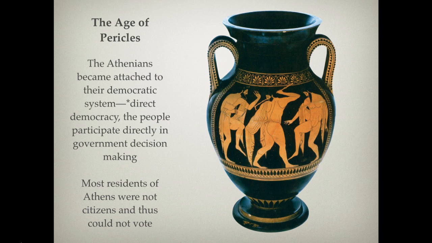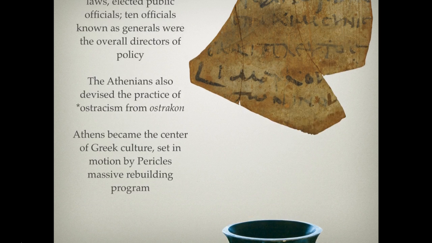Direct democracy was the idea that the people participated directly in the government decision-making, not through proxy as in the American democratic tradition, which is a republic as well. Now, most residents of Athens were not citizens and thus could not vote. Why? Because they held no political standing by not having property. And so, though you were a resident of Athens, it didn't necessarily mean that you were a citizen, and therefore, if not a citizen, then one could not vote.